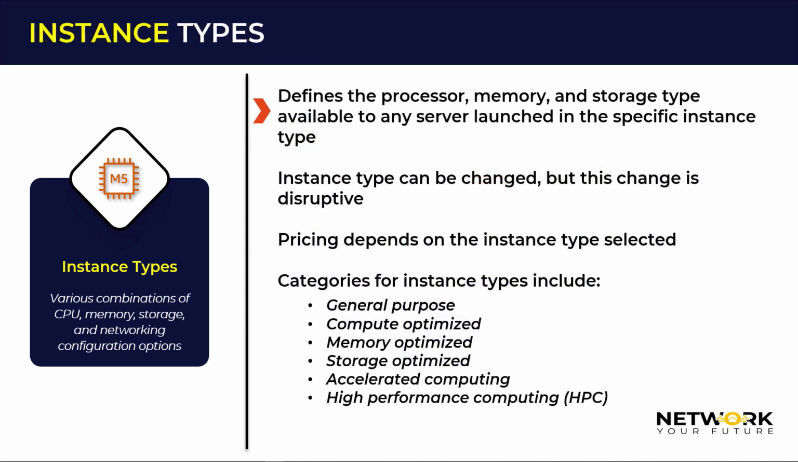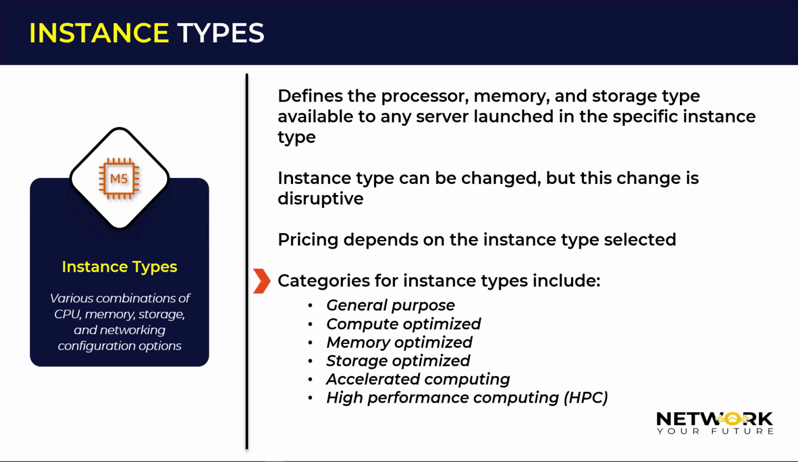An EC2 instance type defines the processor, memory, and storage type that are available to any server that is launched with that instance type. One thing to note is that although the instance type is chosen upon launch, it is possible to change the instance type once an EC2 instance has been deployed. But this change will be disruptive, as you must first stop the instance, change the instance type, and then restart the instance. Additionally, as we saw in the definition, there are various configuration options available, and as such, the instance type selected will influence the pricing.